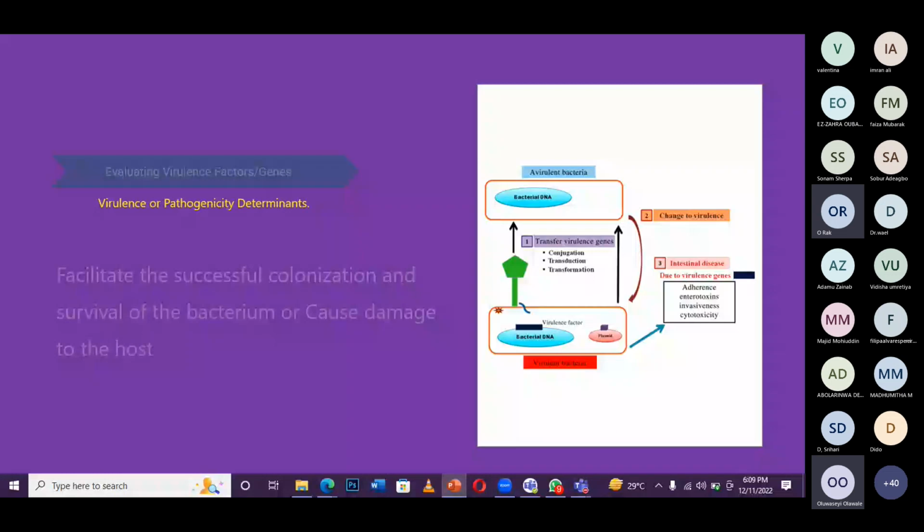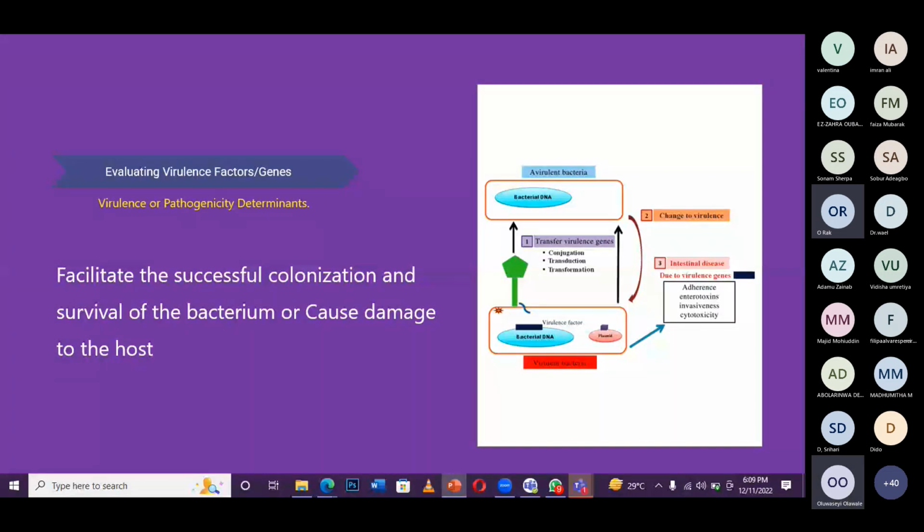Now, when we're exploring the shotgun sequencing metagenomic sample, we are going to begin to see in the analysis all the genes that are contributing to the virulence nature of different bacteria, because the names of those bacteria will also be there. Virulence factors or virulence genes facilitate the successful colonization and survival of the bacteria or cause damage to the host, either specific to the plant or specific to humans. So we're able to explore this.